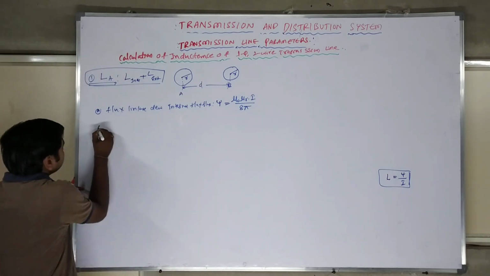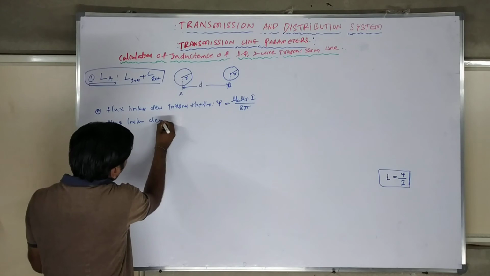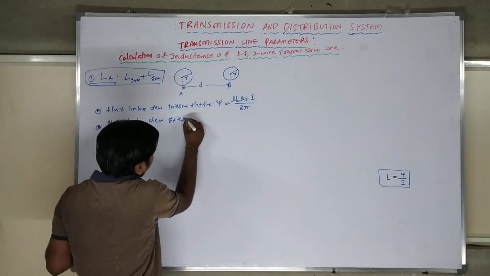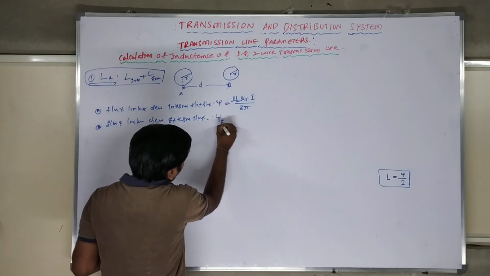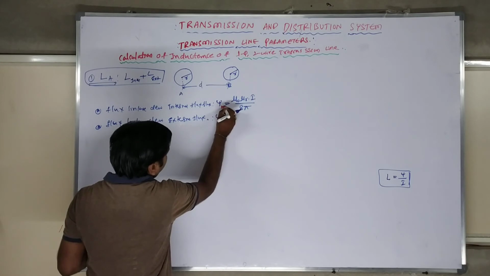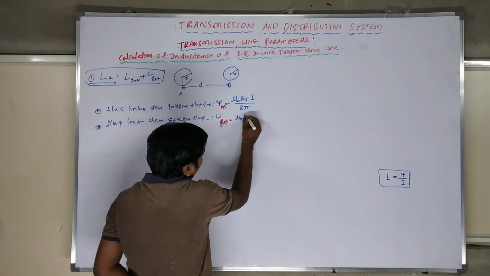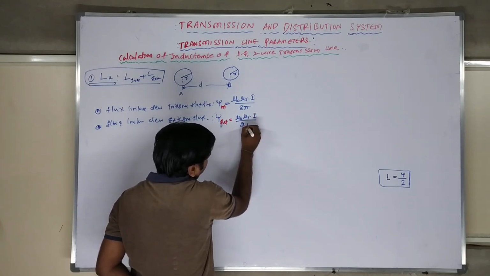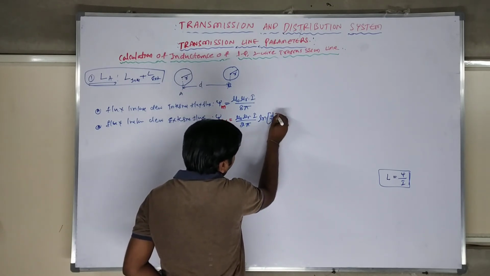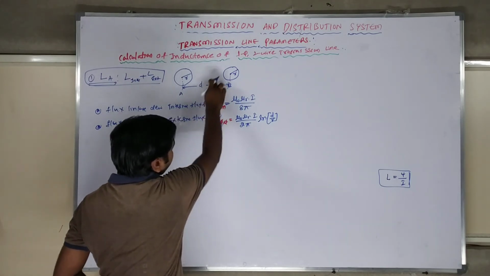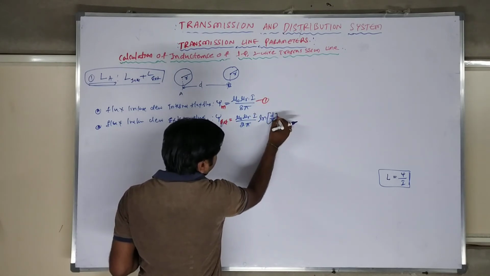Next, the second thing: flux linkages due to the external conductor, or external flux. Psi external is equal to mu naught mu r I by 2 pi into ln D by r, because the other conductor possesses some distance and some radius. This is the flux linkages due to the external conductor. So this is equation number 1, and this is equation number 2.